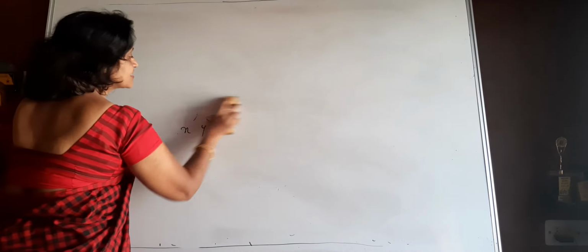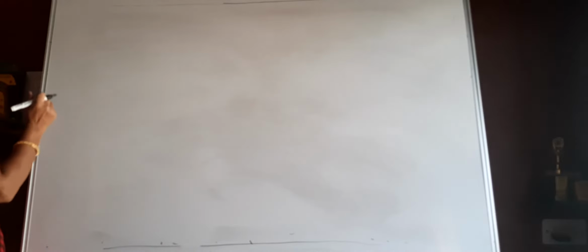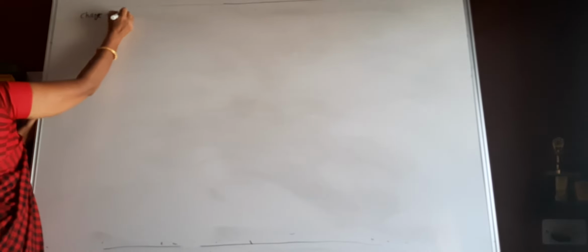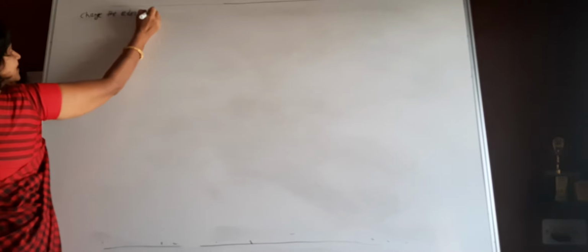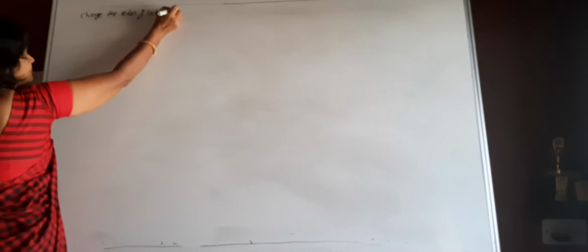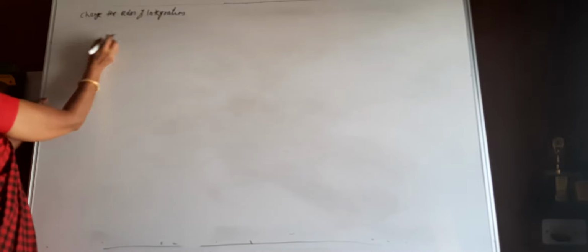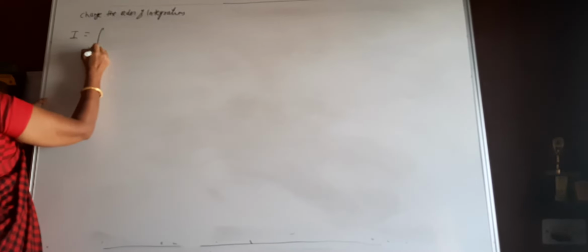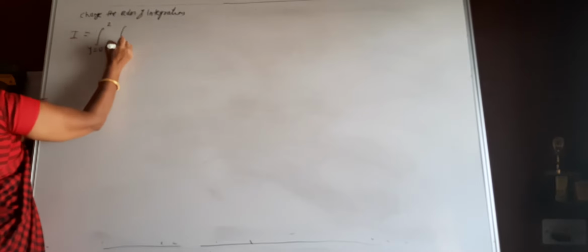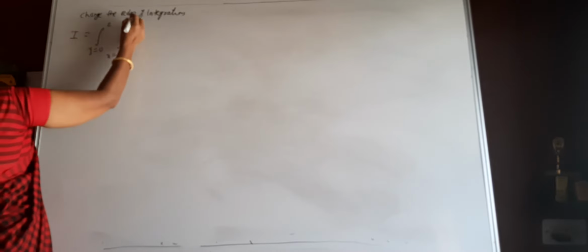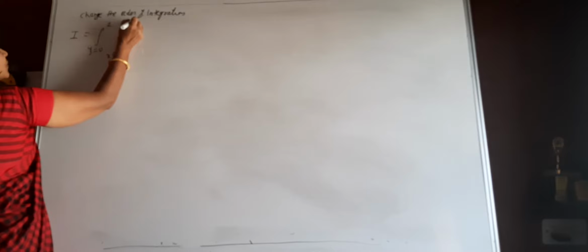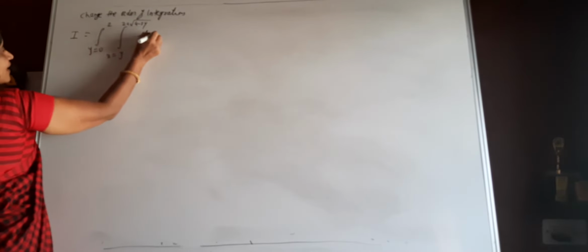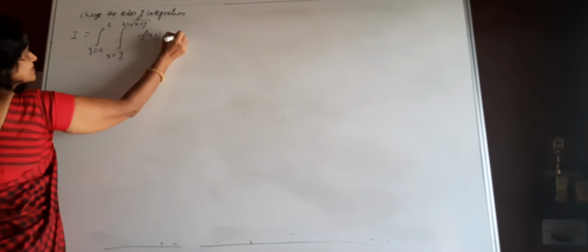So I will just start with a problem. Our problem is: change the order of integration. Our first problem is the integral with y from 0 to 2, x from y to 2 plus the square root of 4 minus 2y, of f(x, y) dx dy.